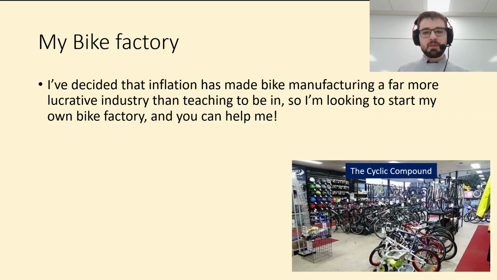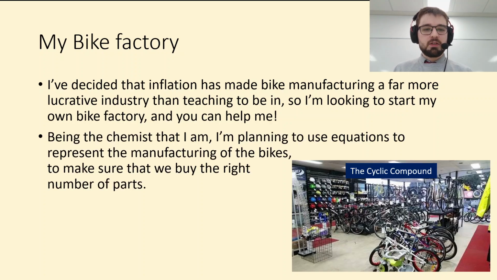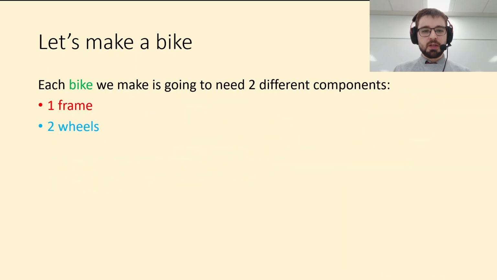So, got a scenario here. I've decided that teaching doesn't really make enough money. It's not lucrative enough, rising costs of living, stuff like that. Got to afford your mortgage. So I've decided to open up a bike factory instead. So I'm going to use some equations to represent making the bikes, and we need to make sure that we're buying the right amount of parts. So we're going to use an equation to help us with that.